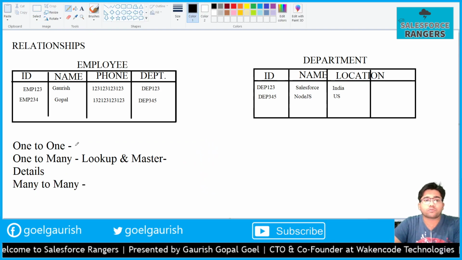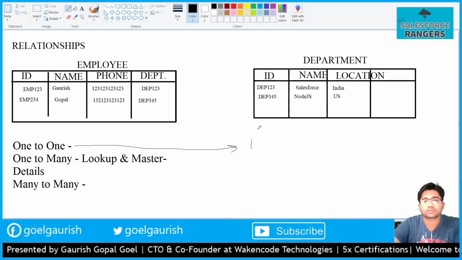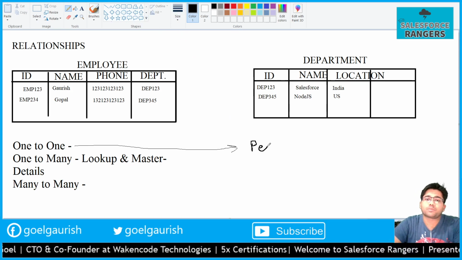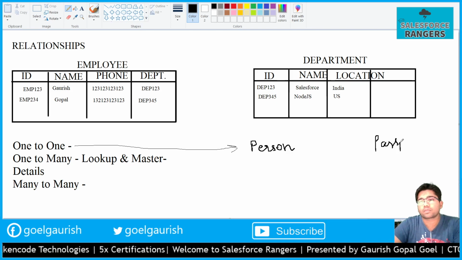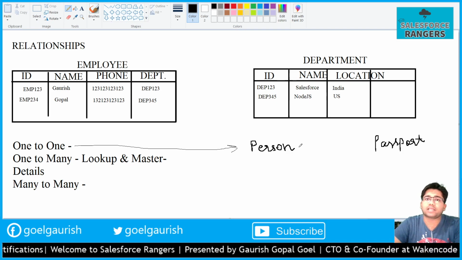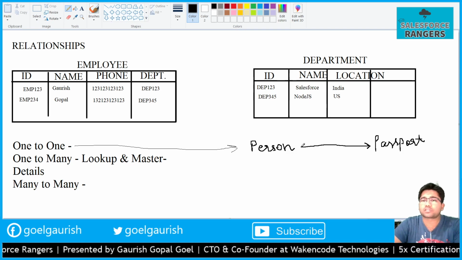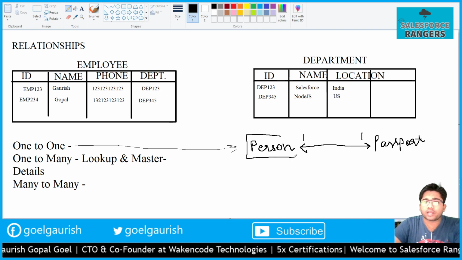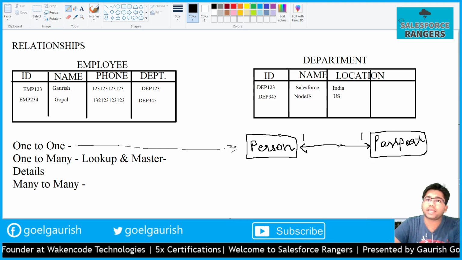Okay, let's talk about one to one. One to one example can be, suppose there is a table called person and we have a table called passport. Now ideally one person has one passport for one country and one passport belongs to one person only. So that becomes one to one relationship. And these two here are entities, objects. Objects means table in a database.